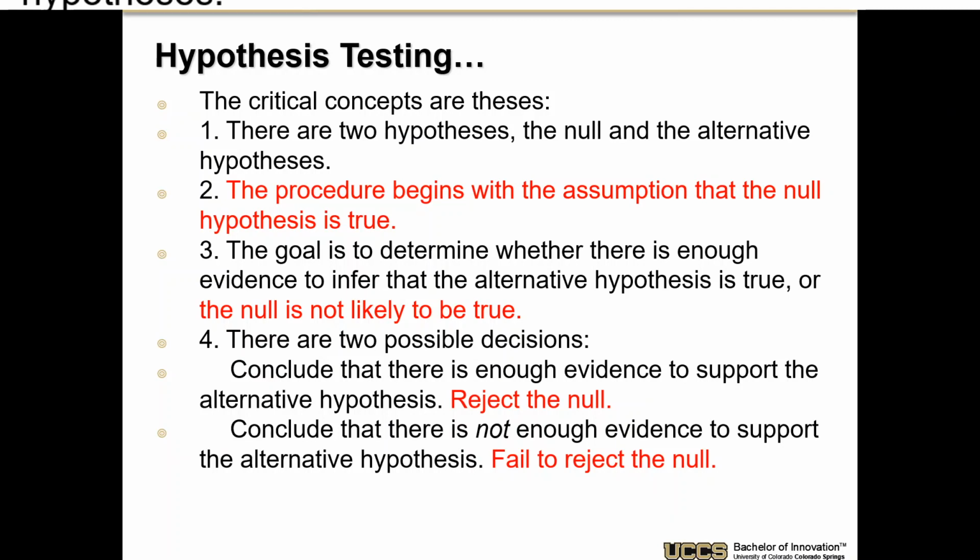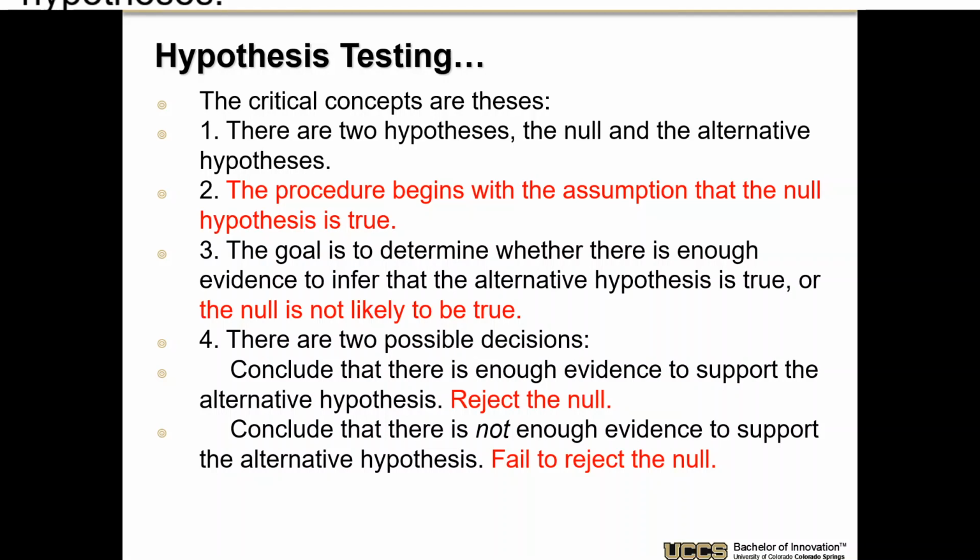There are two hypotheses, the null hypothesis and the alternative hypothesis, right? The only thing we can do with statistics in our experimental design is reject the null hypothesis. When I reject the null hypothesis, I accept the alternative. And this often leads to things that are somewhat confusing. We'll go through a bunch of this in a second, right? So we're going to assume the null hypothesis is true. The goal is to determine whether there's enough evidence to infer that the alternative hypothesis is true, or the null hypothesis is not likely to be true. This is actually all we can decide, okay?